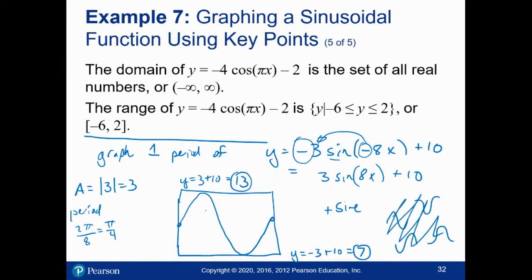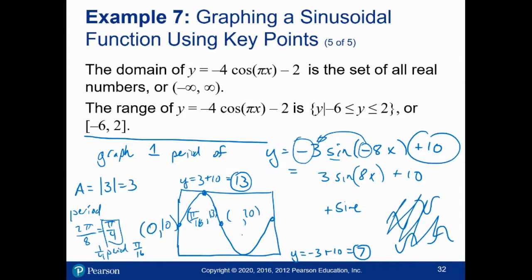And now the only thing that remains is to label key points. So this started at 0, and its median value, the value in the middle, would normally be 0, but it's been shifted up by 10. Then I go forward a quarter period. Well, if the period is pi over 4, a quarter period is pi over 16. So this point here would be pi over 16, and then I'm at the maximum, which was 13. Here I'm back down at my median, so my height is going to be 10.